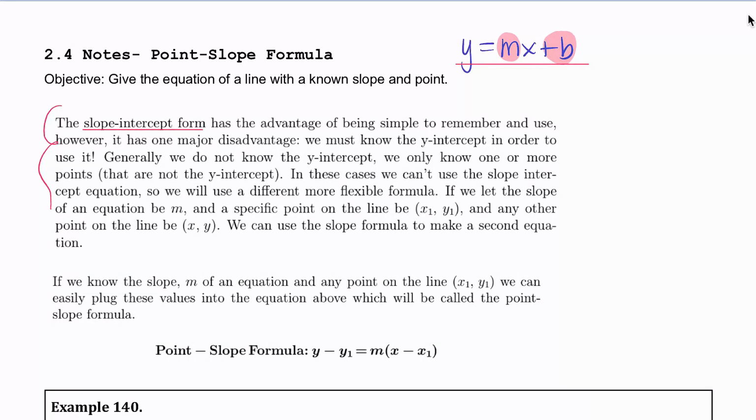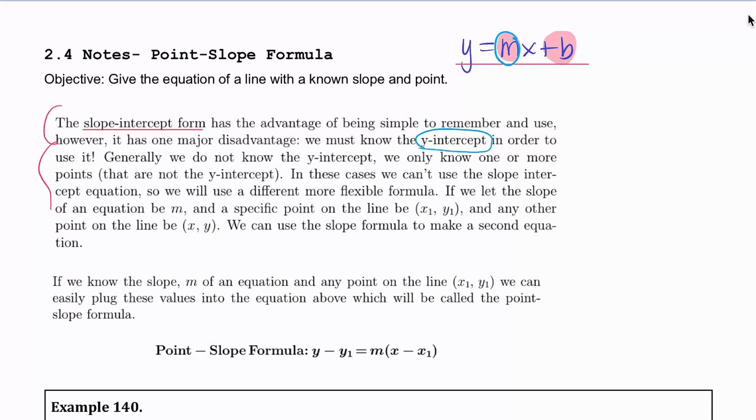But if we look here at this paragraph really quick, it says the slope-intercept form, y equals mx plus b, has the advantage of being simple to remember and use. However, it has one major disadvantage, and here's why it is not always super useful. We have to know the y-intercept in order to use it. And a lot of times we're not given the y-intercept. A lot of times we are given the slope, and we're given just a random point on the line.